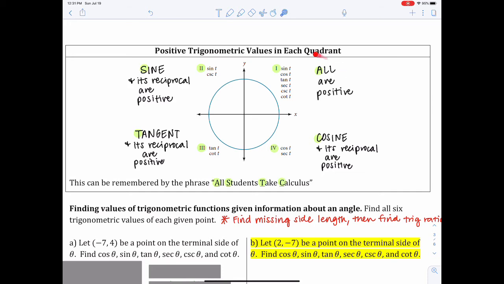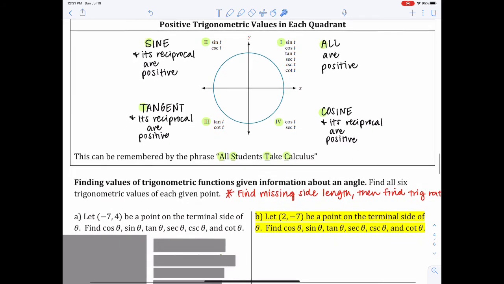So this is just like a cheat sheet way, essentially, of checking your answers or checking your signs for your answers that we'll be solving down below. So just keep this in mind as we're working through the next set of problems.